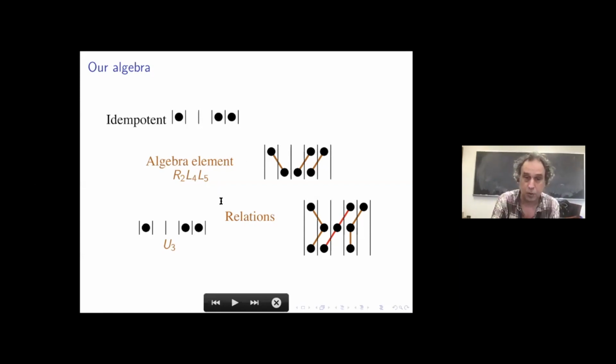And one relation, the one I didn't write down, is that if I go from a position to its neighbor and I multiply it by the algebra element that goes from the neighbor back, that is equal to just the u variable attached to this position.